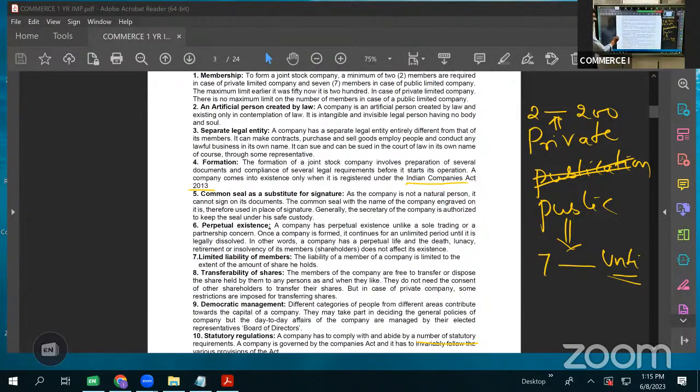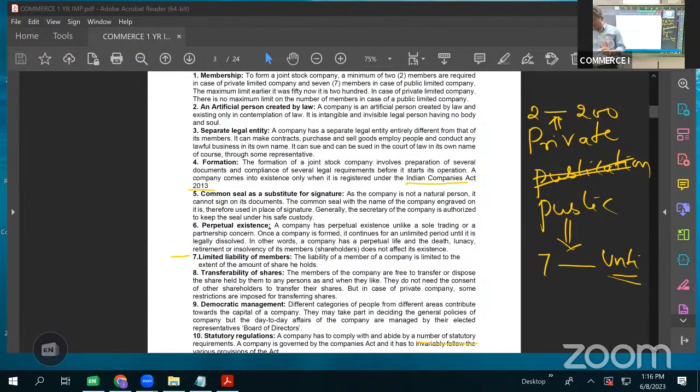Then, limited liability of a member. This is a very, very big advantage of a joint stock company. If you remember, I told you, in case of a proprietary firm and partnership firm, the liability of members is unlimited. If the firm incurs huge losses, then the proprietor or the partners have to dispose of their personal property to pay the debts, isn't it? They cannot say that the business incurred a loss, so we will not be paying it. They have to clear the debts in the market.